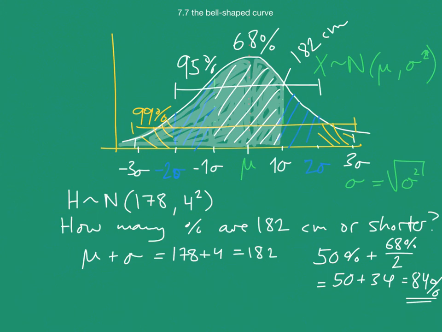If you're asked about other percentages or other questions that don't involve 1 or 2 or 3 standard deviations, you will have to use a calculator to find the answer, and it's very similar to how we find the binomial probability distribution, but you just choose normal distribution instead of binomial.